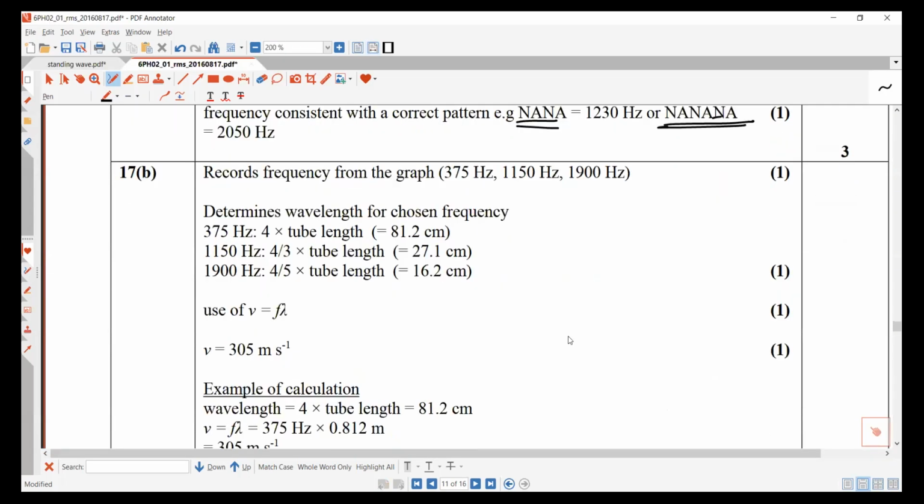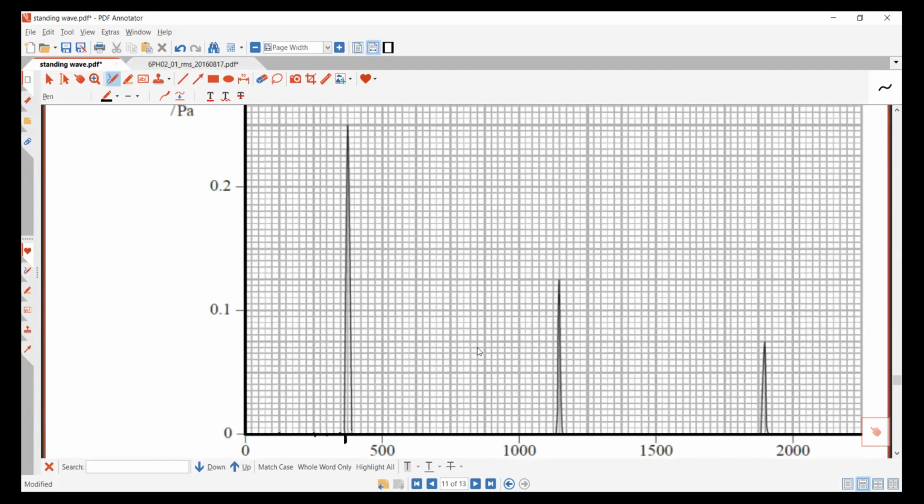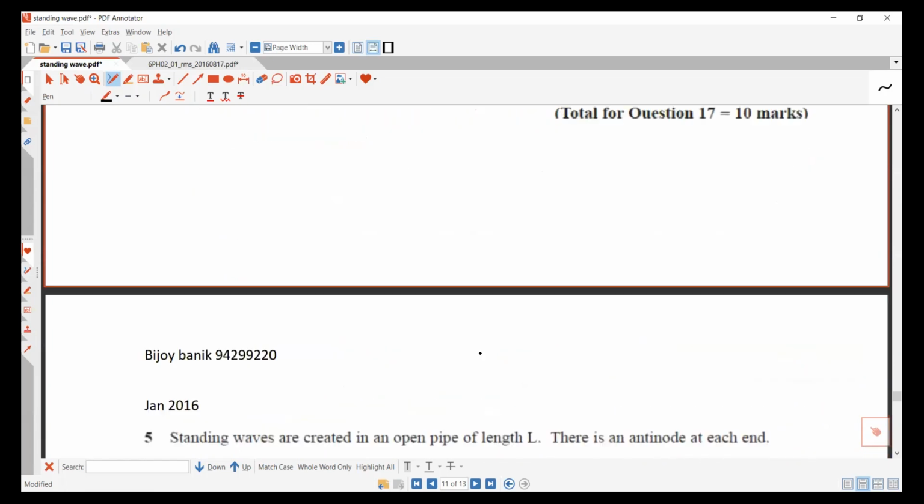304.5. Let's see the mark scale. So 305 meters per second. Done. Online, everyone got this now? It is done. They will ask you these kinds of questions as well.